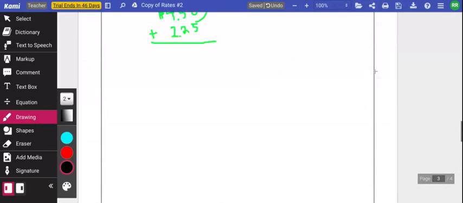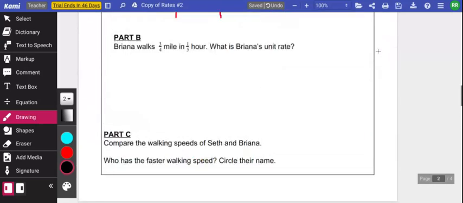Okay, once you're done, you'll click the Turn In button in the top right-hand corner, but be sure you have all of your work shown.